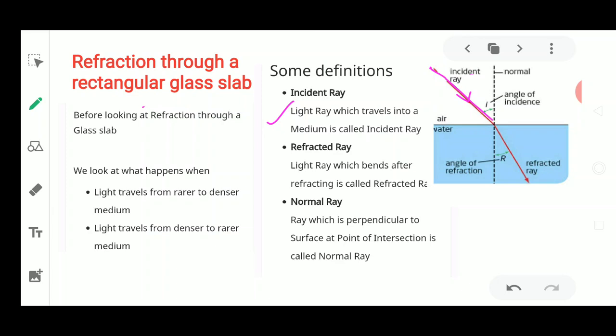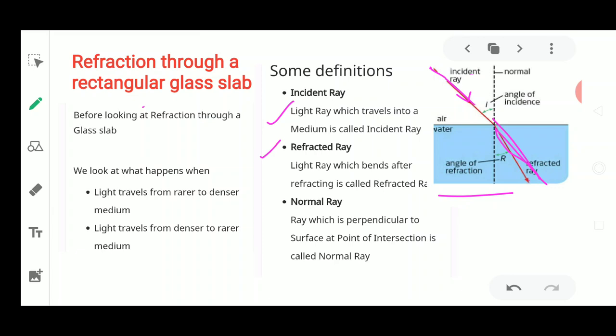The refracted ray is the ray which, after passing into the other medium, is going to be bent, either towards the normal or away from the normal. Where is it going to be bent? At the surface where these two mediums are interacting with each other, where one medium is ending and the second medium is starting. At this joining point, refraction takes place, and the ray which shows this bending is known as the refracted ray.